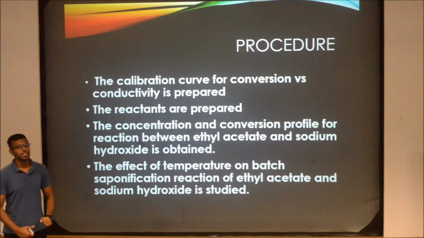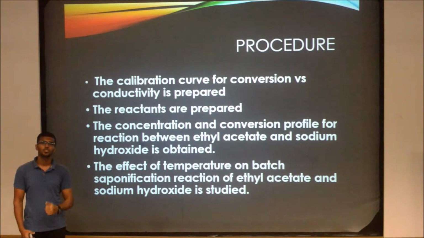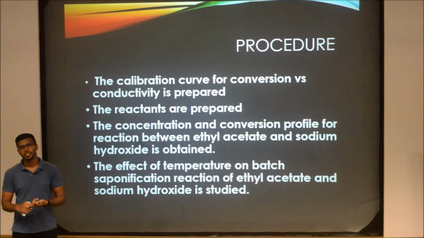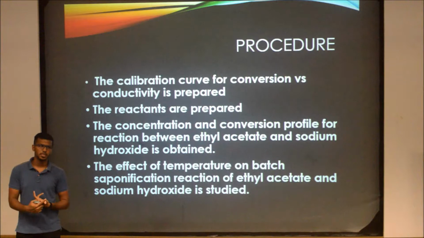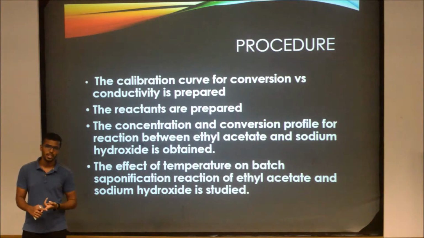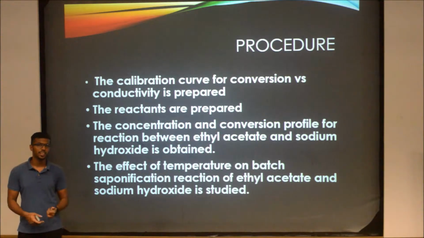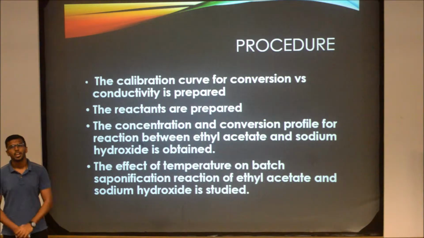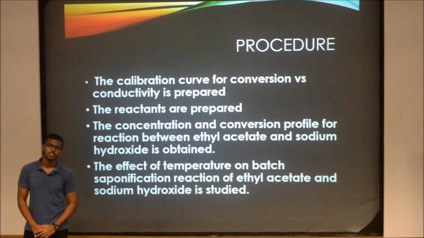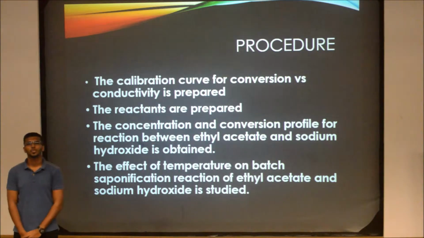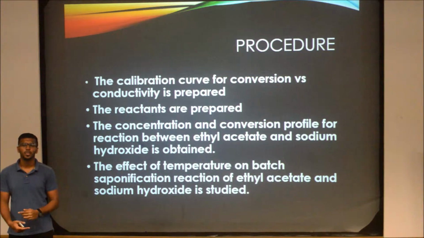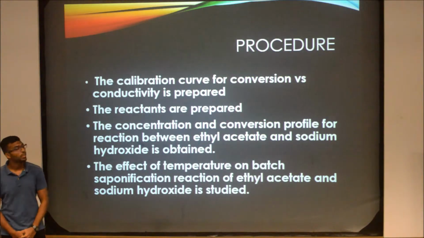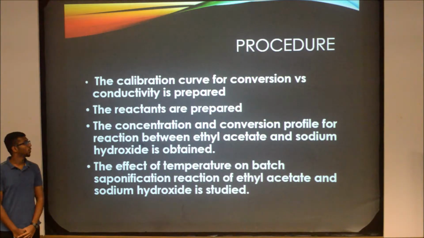Next, on the procedure. Basically, this experiment consists of two parts. First would be the batch saponification reaction of ethyl acetate and sodium hydroxide, and next would be varying the temperature. In the first part, the conductivity would be measured at every 1 minute interval, where a calibration curve for the conversion versus conductivity would be prepared.